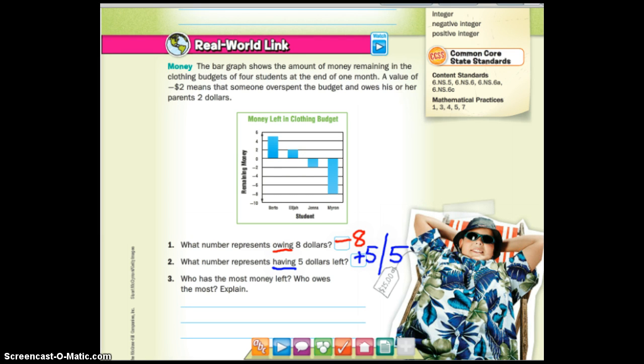Who has the most money left? That would be Berto. And who has the least money? Who owes the most? Who has money below the red line? That would be Myron. Please turn to page 346.